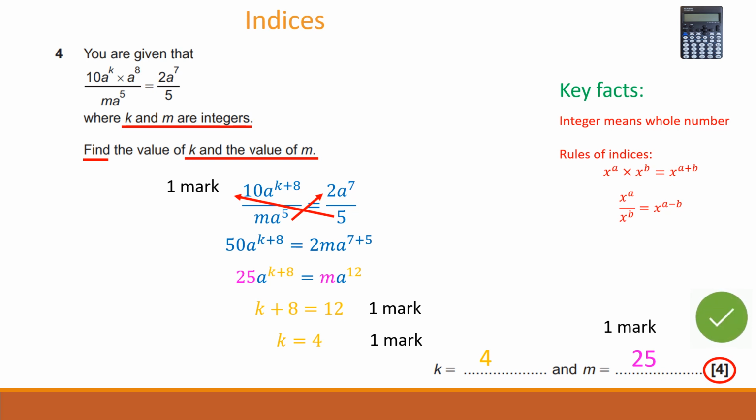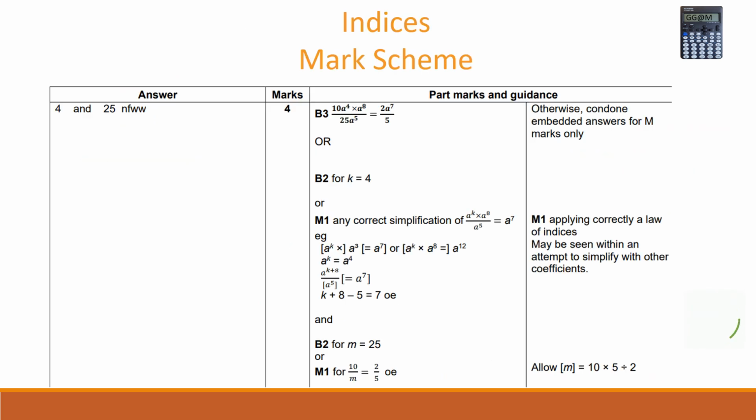The mark scheme on this question shows the answer is 25 and 4 NFWW, means not for wrong working. So you must have the correct working in order to be able to get the marks for getting 4 and 25. There were 4 marks awarded for the question. 3 method marks is B3, 2 method marks is B2, N1 is 1 method mark.